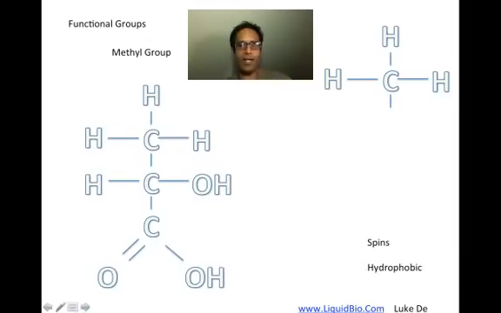So a carboxyl group can actually lose its hydrogen. This hydrogen right here can come off. If there's something that wants to attract that hydrogen, it can pull it off. For example, an oxygen with a negative charge can come in, and that positively charged hydrogen will just pop off.